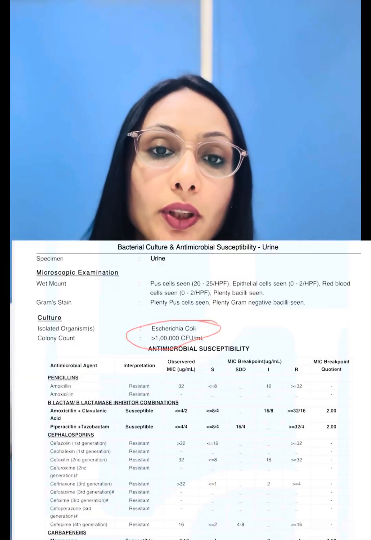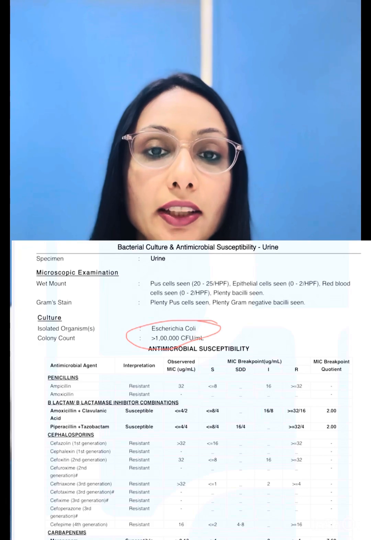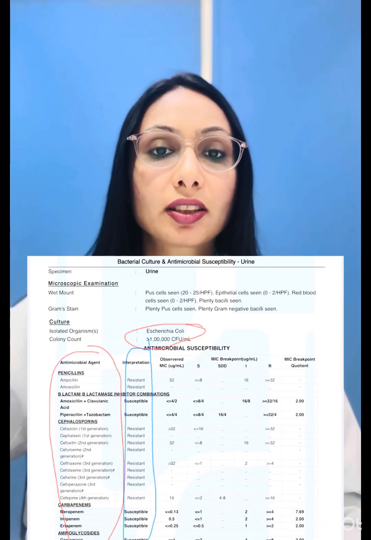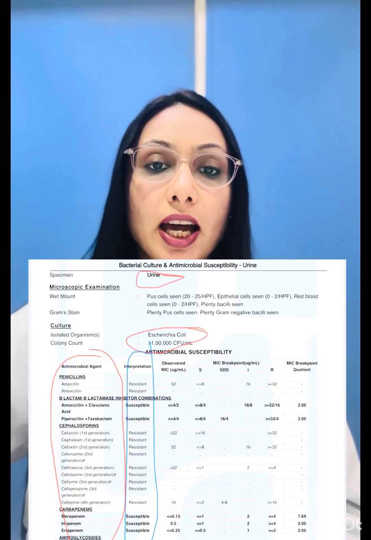Coming to the next part, after that the organism is reported. Here it is Escherichia coli, and the complete table is mentioned, which is a complete set of antibiotics along with their interpretation. This I will be explaining to you in very simple language to help you choose the best antibiotic for your patient. If you see, multiple antibiotics are reported.